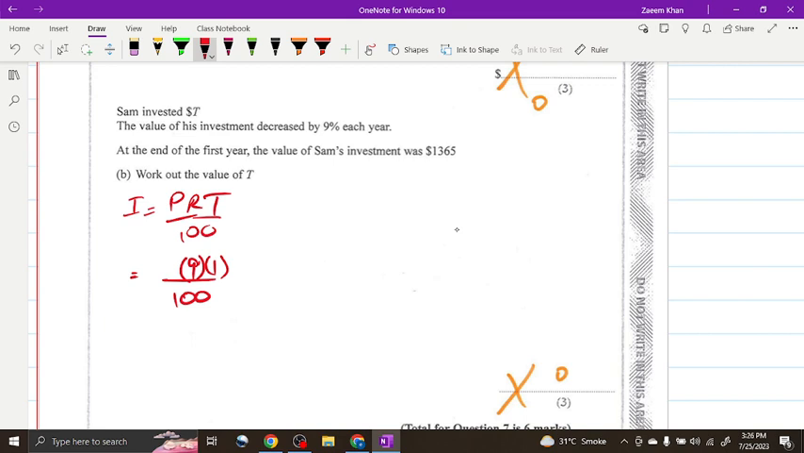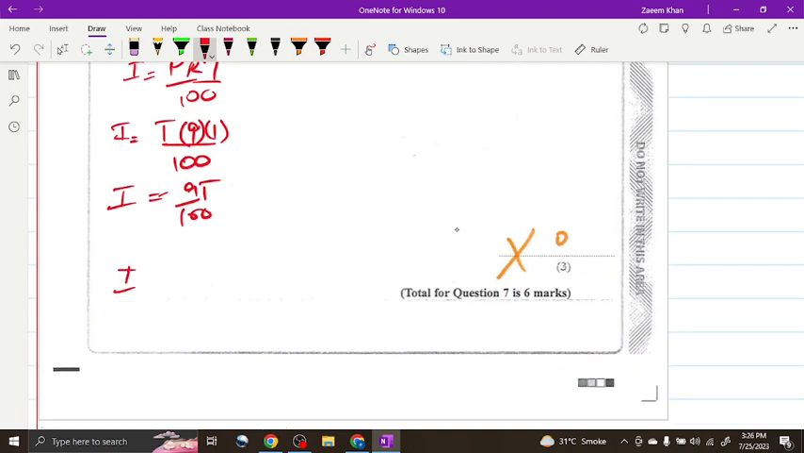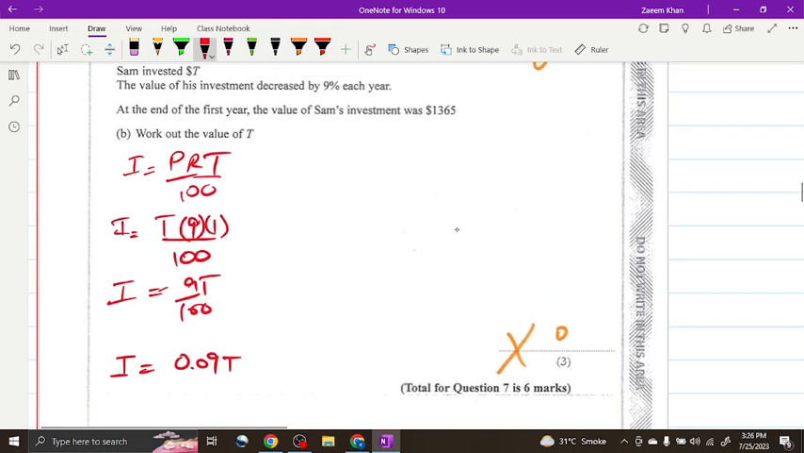What is the value of P? T. Okay. So I comes out to be 9T over 100, and we can simplify or make it into a decimal. What is the decimal value of 9 divided by 100? 0.09. So 0.09T. We just found out what the value of I is, but it's still in terms of T, which doesn't really help much. What can we do to find out the value of T?